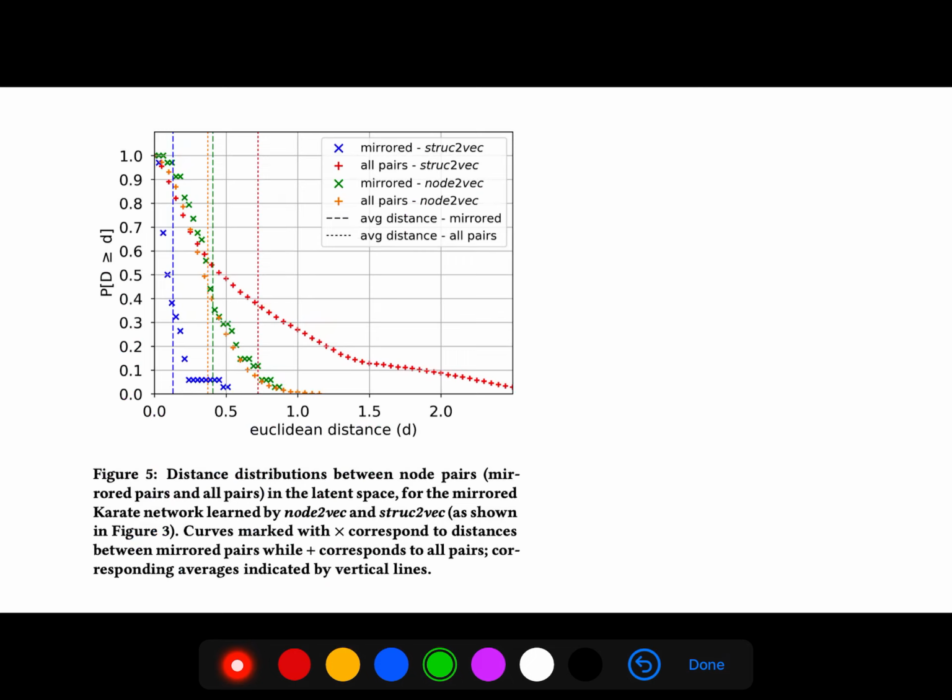So you see the distance distribution between node pairs in the latent space for the mirrored karate network learned by both struct2vec and node2vec.